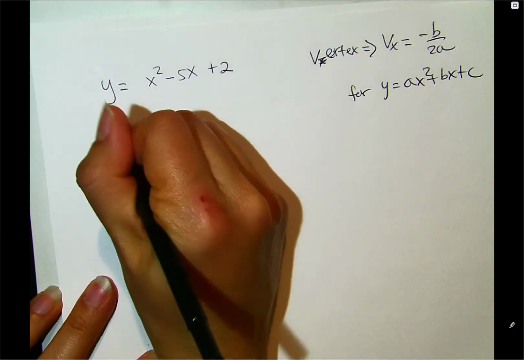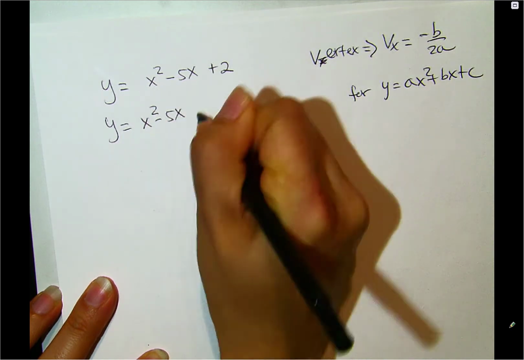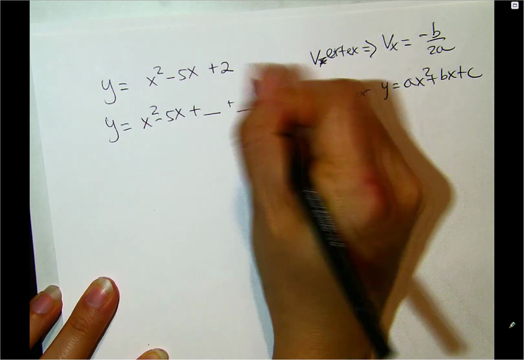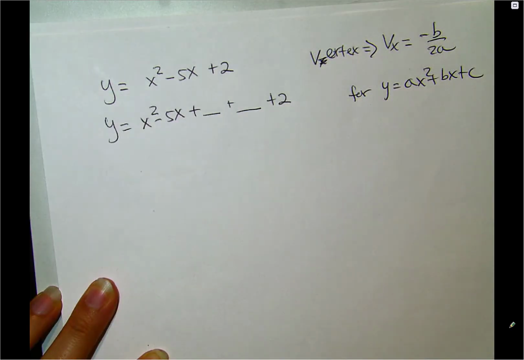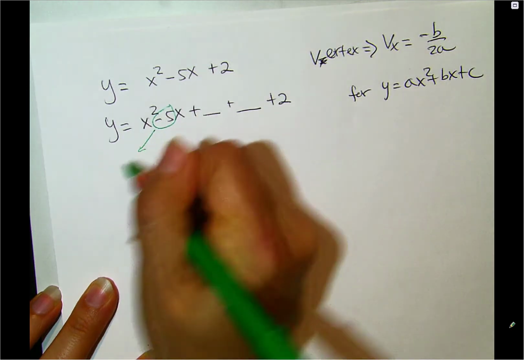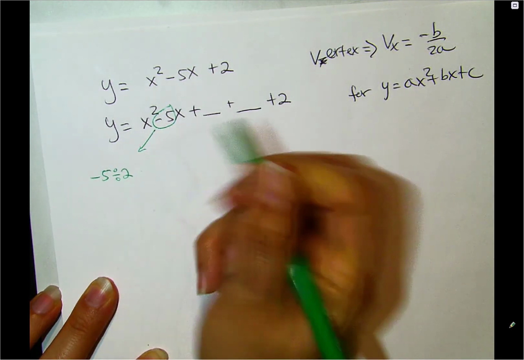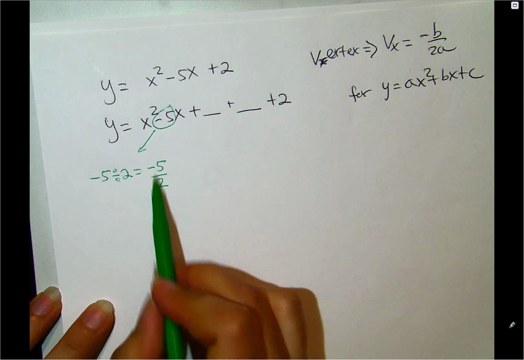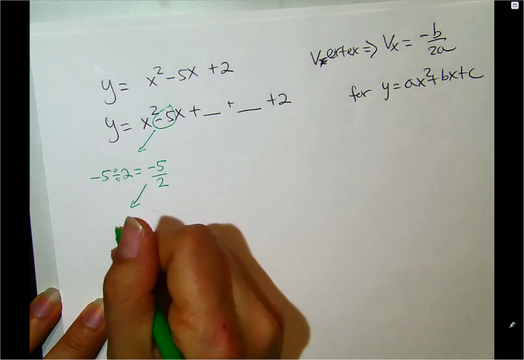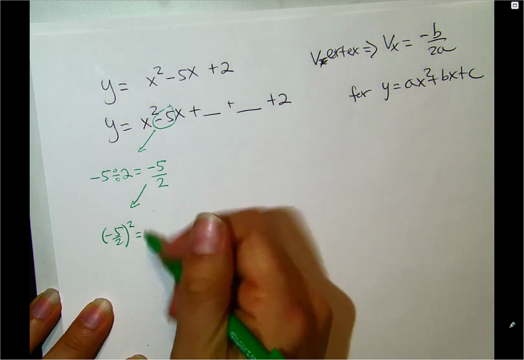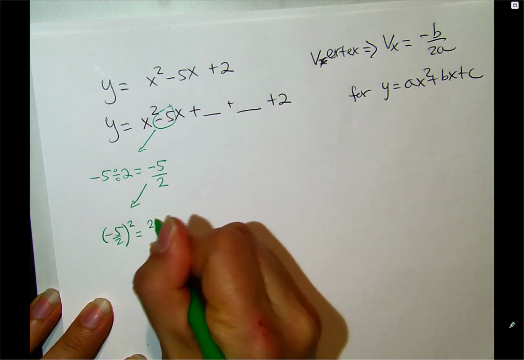So completing the square, I'm going to say y equals x squared minus 5x. I need to add something, and then I'm going to need to subtract the same thing, and then plus 2. So what do I need to add and subtract? Well, I'm going to take the minus 5, take the sign with you. Minus 5 divided by 2. That doesn't really give me much. I don't want to turn it into a decimal, so I'm going to write it as negative 5 halves. And then the process of completing the square is you square it. So I get positive 25 over 4.